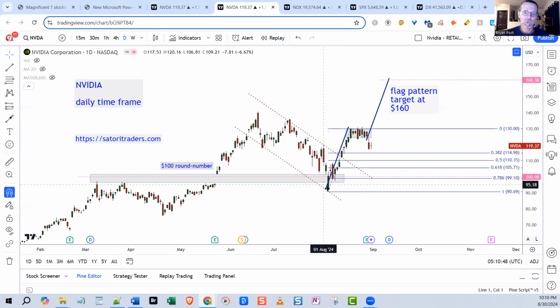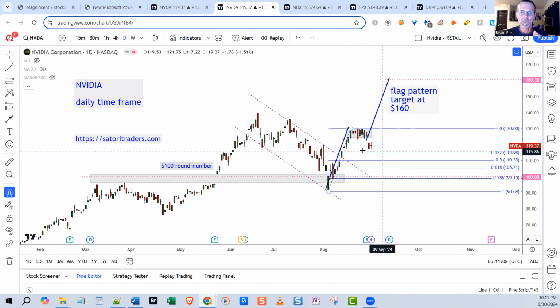And so I would describe this upward movement as being impulsive. That is a high energy price move to the upside. And so I feel fairly confident using the Fibonacci retracement tool to look at this pattern or to look at this chart.